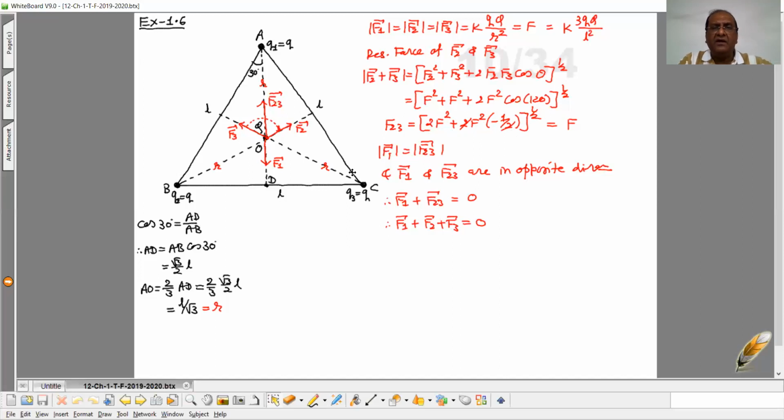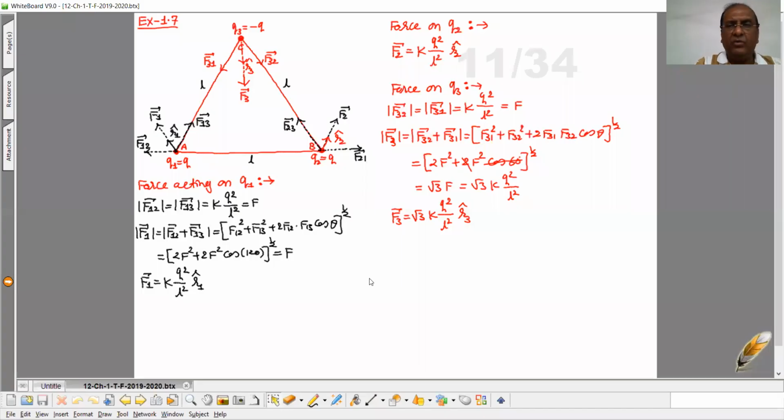Now the magnitude of F1 is equal to the magnitude of F2,3, the resultant of 2 and 3. And in the figure we can see this F1 and the resultant of 2,3 are in opposite directions. Therefore, F1 plus F2,3 is equal to 0. But F2,3 is F2 plus F3. So we can say the resultant force on the charge capital Q at the centroid, F1 plus F2 plus F3, is equal to 0. Clear?